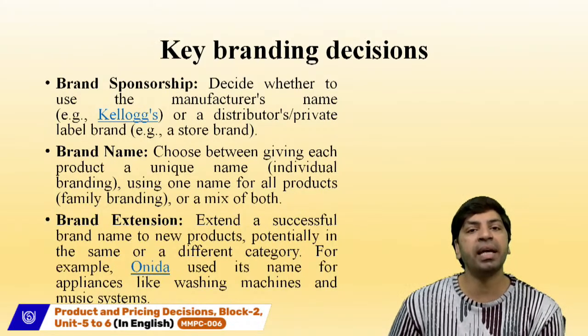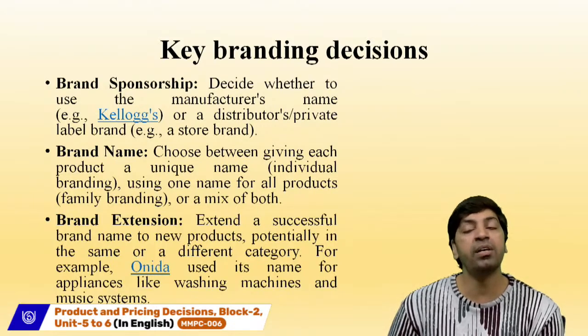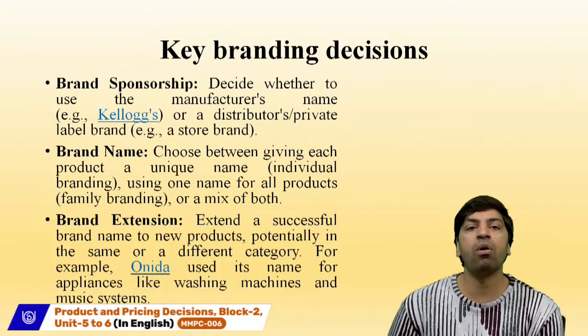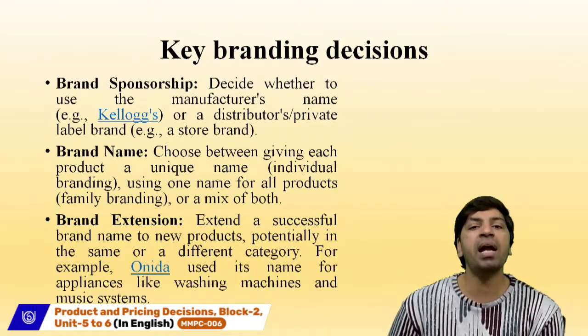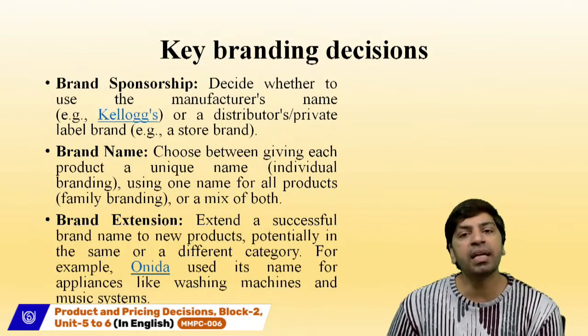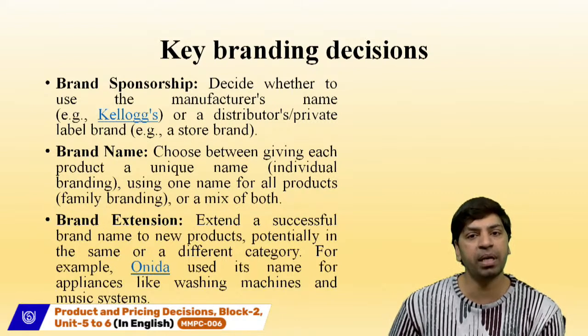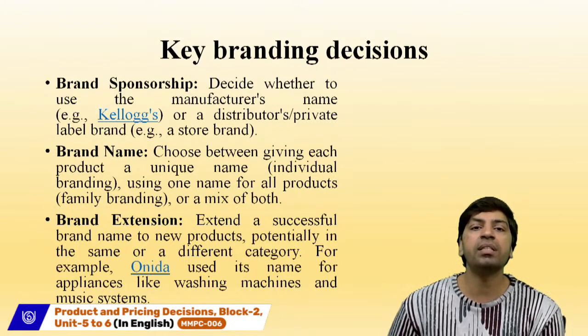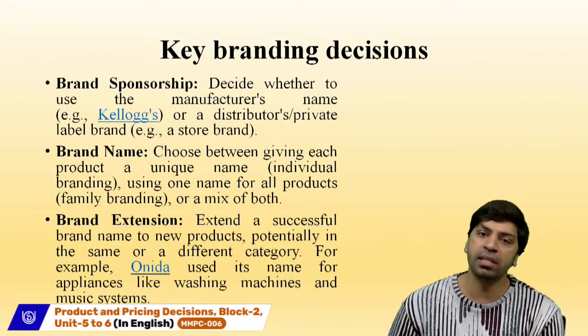Next is brand name. Choose between giving each product a unique name, which could be individual branding, or using one name for all products, that's called family branding, or a mix of both. Next one is brand extension. It extends the successful brand name to a new product, potentially in the same or a different company. For example, Onida used its name for appliances like washing machine and music system.